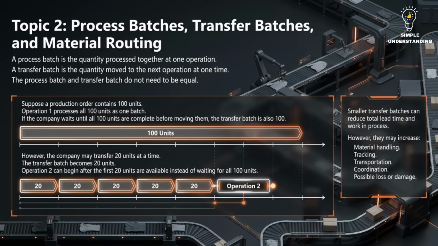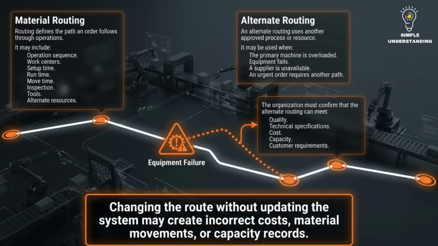Smaller transfer batches can reduce total lead time and work in process. However, they may increase material handling, tracking, transportation, coordination, possible loss or damage. Material routing. Routing defines the path an order follows through operations. It may include operation sequence, work centers, setup time, run time, move time, inspection, tools, alternate resources.